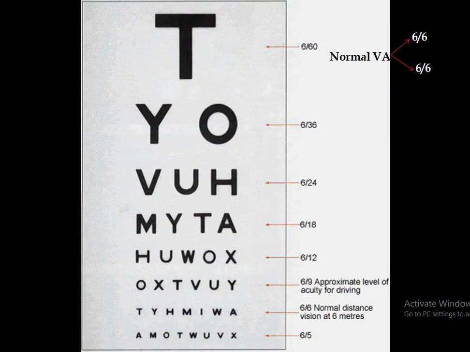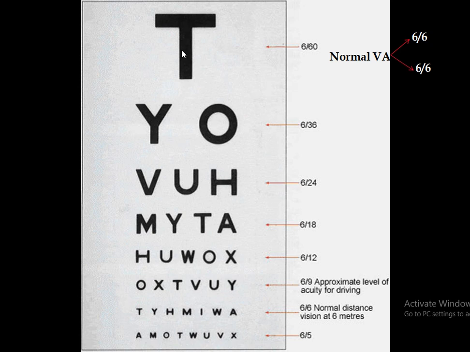From this picture you can see the Snellen's chart, and with these figures you can see the numbers also. They are placed in such a manner that it is 6 by 60, 6 by 36, and this chart is kept at 6 meter, and one normal eye can see this capital T at a distance of 60 meter clearly.